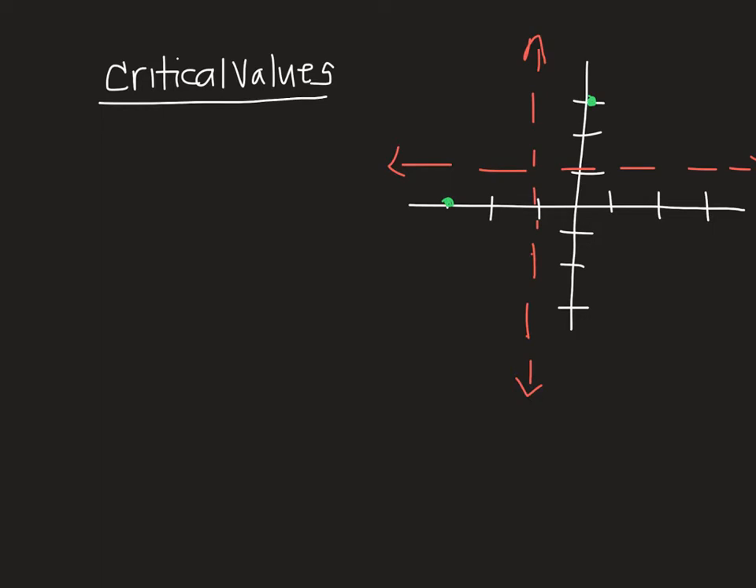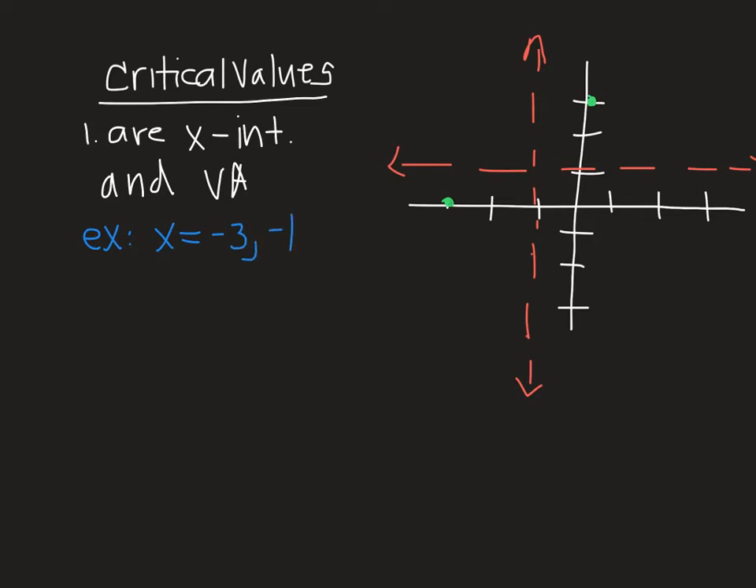And critical values are, well, there's 2 different things that count as critical values. First of all, they are x-intercepts, and I'm going to abbreviate that, and vertical asymptotes. So for our example, we have critical values of x equal to -3 and x equal to -1, because we've got an x-intercept at -3, and we have a vertical asymptote at -1.